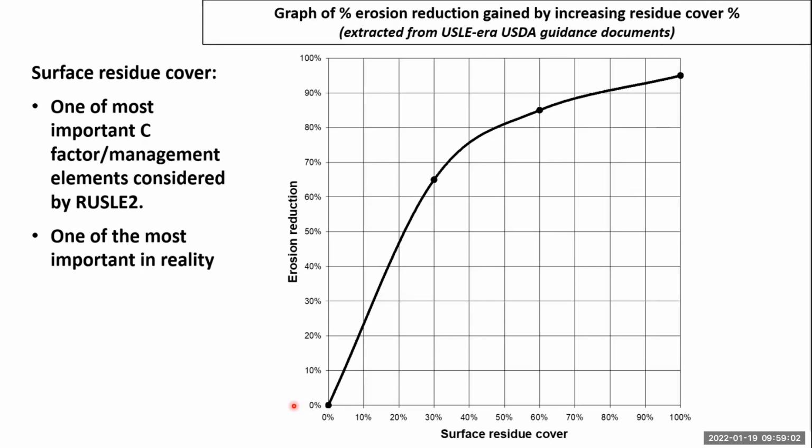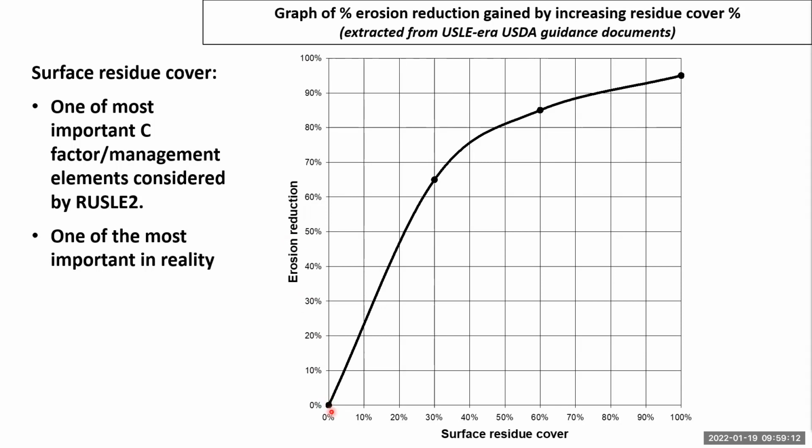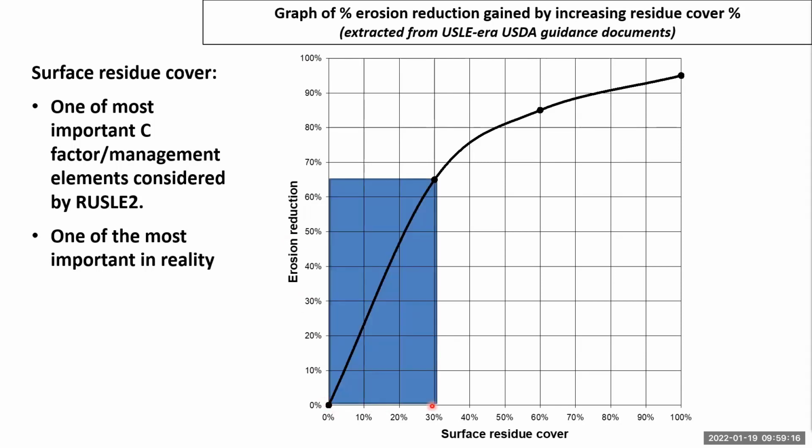On this graph, we have surface residue cover increasing, right? And we have erosion reduction increasing in this direction, right? So the idea here is that if we start out, let's say with a bare field, if we can increase our surface residue from 0% cover to 30% cover, right? So we get 30% cover, we get a pretty big reduction in erosion.